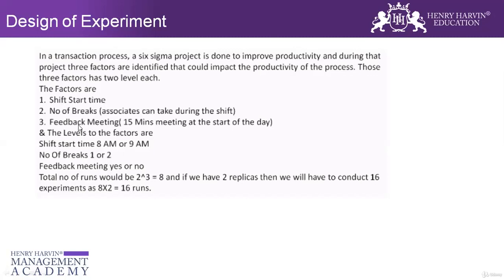Okay, and there are levels to each of the factors. So the shift timing factor is 8 a.m. or 9 a.m. The number of breaks is 1 break or 2 breaks, and the feedback meeting, which is a 15 minute meeting at the start of the day, is either 1 or 2. So now we have 3 factors and 2 levels, which means the total number of runs would be 8, and if I do the replica, then it would be 16. So this is an example that we are currently looking at.